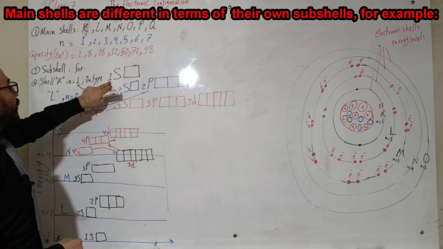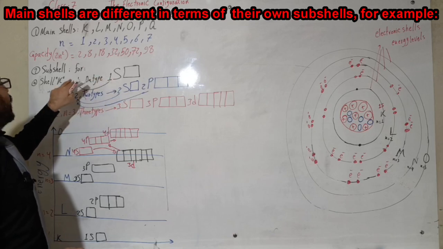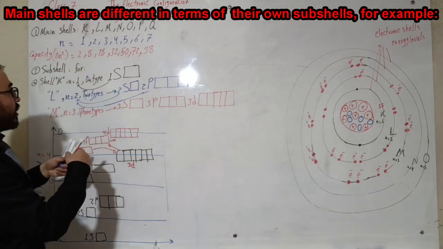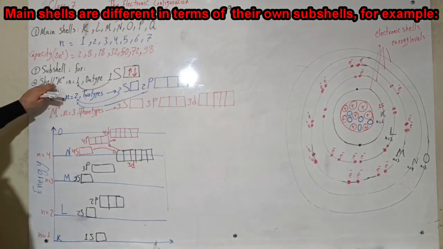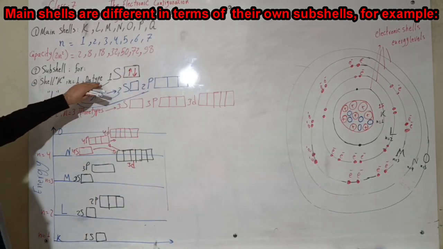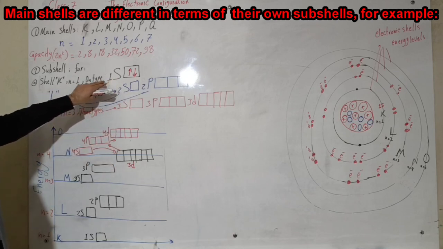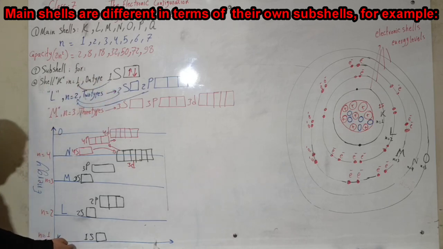Here, number 1 refers to the main shell that the subshell belongs to. As we all know, shell number 1 can take 2 electrons, so we put them into one cell. Again, my friend, shell K, which is the first shell, has only one type of subshell, and it's called 1s. The number 1 refers to the main shell that this subshell belongs to, as you see clarified in this example: this is the main shell number 1, and it has only the subshell 1s.